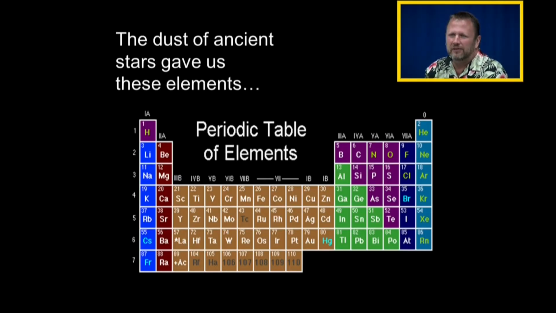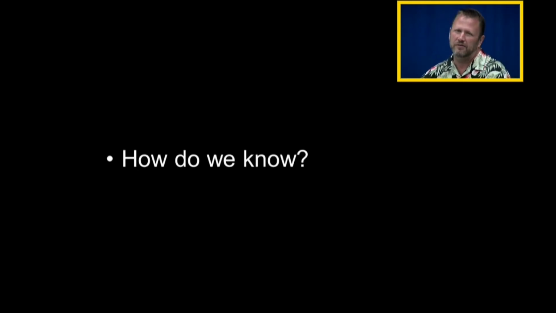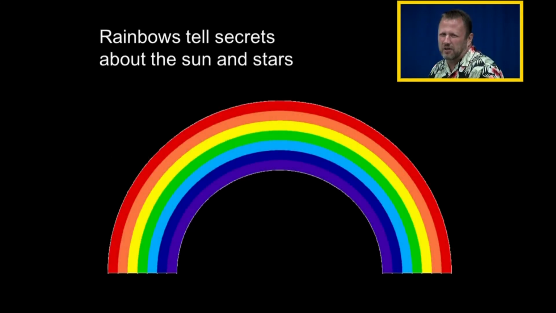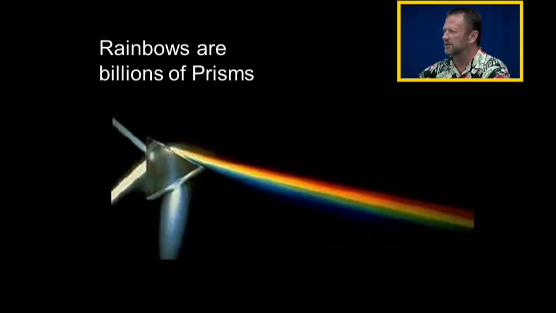So when you see one of these, remember, this is the dust of the ancient stars. And the dust of the ancient stars we call elements and arrange them in the periodic table of the elements. So how do we know anything about the sun and its chemistry and the stars and the chemistry? Well, it's the rainbows. It's the rainbows that tell us just about all the secrets of the sun and the stars.